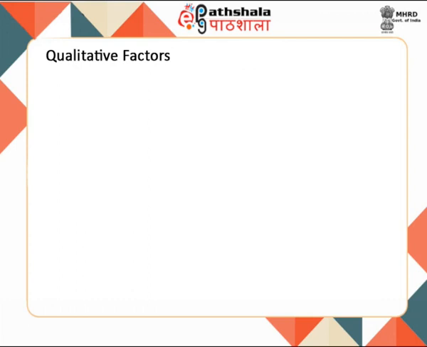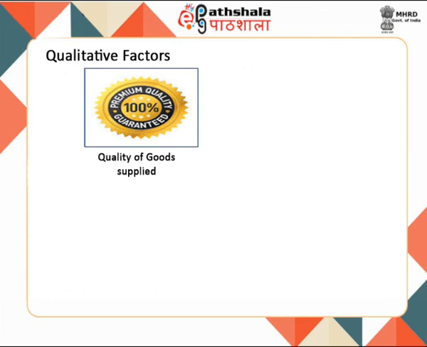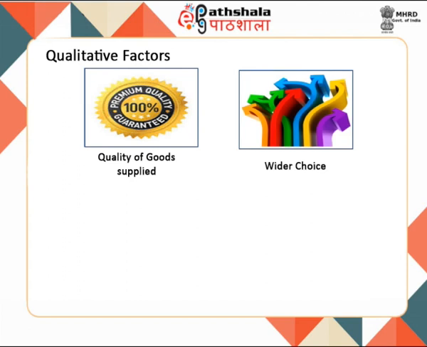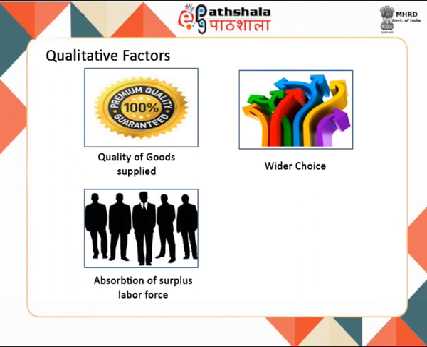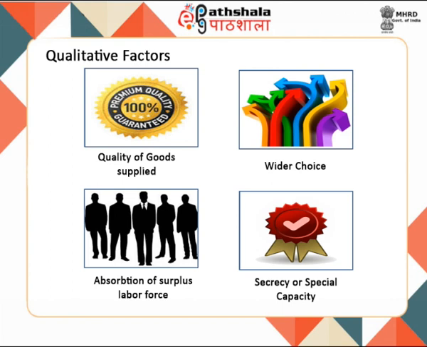Qualitative factors include: number 1, quality of goods supplied by the vendor. Number 2, the facility of wider choice in case of buy decisions. Number 3, surplus labor force to be absorbed. 4, if secrecy, special quality is to be maintained, then even if the making cost is higher, the company would make rather than buy it.